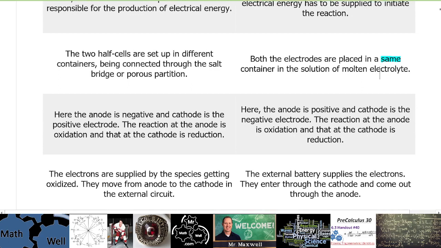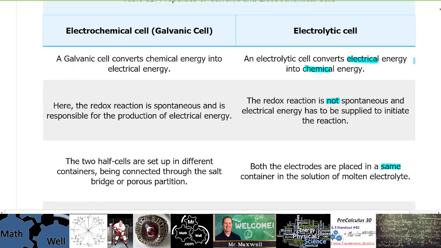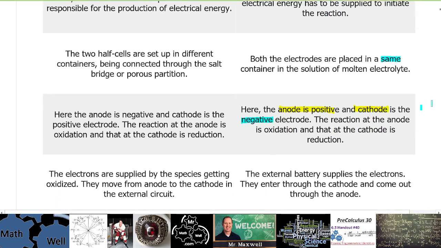Down here, the anode is negative and cathode is positive. The reaction at the anode is oxidation and at the cathode is reduction. In this new cell, the anode is positive, so again, this is part of the reversal. The anode is positive and the cathode is negative. There's still the same oxidation and reduction happening at the same electrodes, but the anode is now positive and the cathode is now negative. So that's part of the reversal.